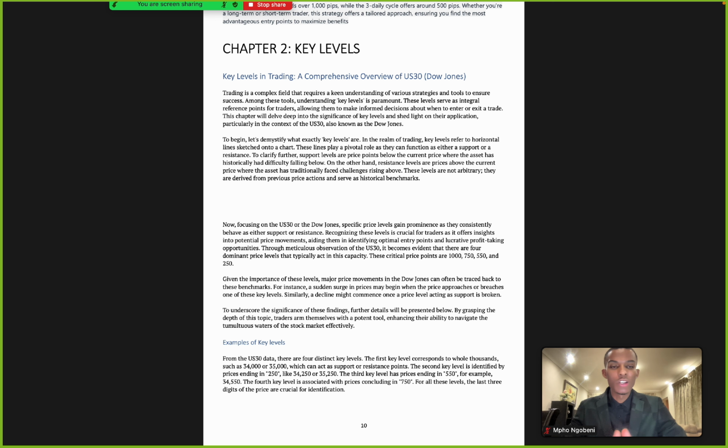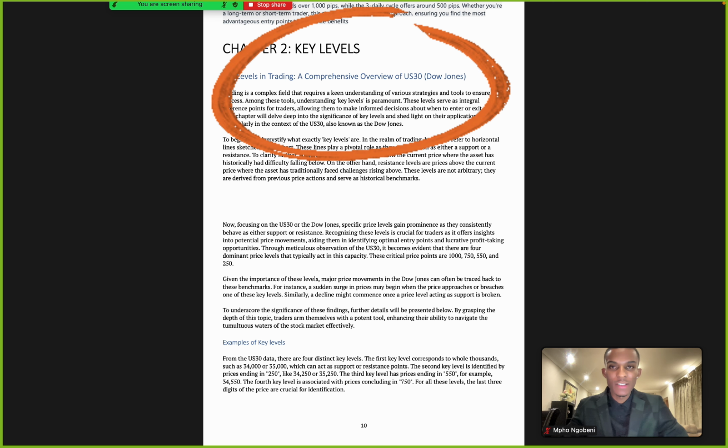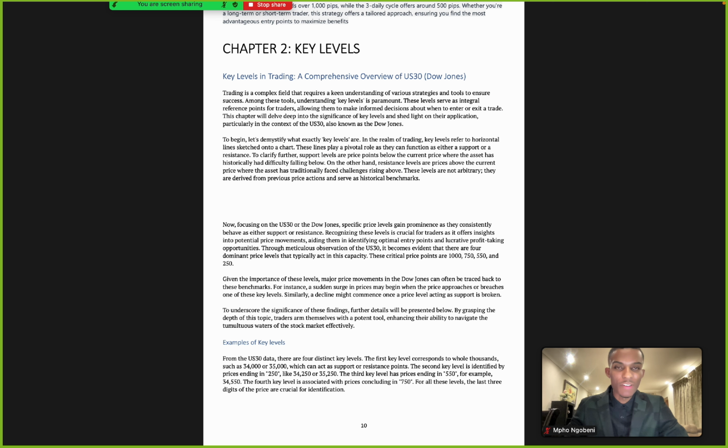So let me quickly scroll through this chapter. I won't read everything, but let's look at the first paragraph. Trading is a complex field that requires keen understanding of various strategies and tools to ensure success. Among these tools, understanding key levels is paramount, and these levels serve as integral reference points for traders. These key levels are going to act either as a resistance or as a support.